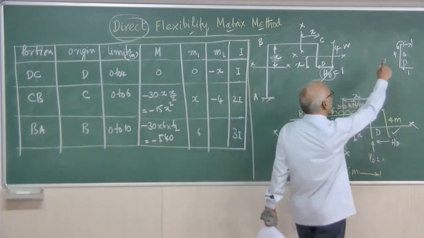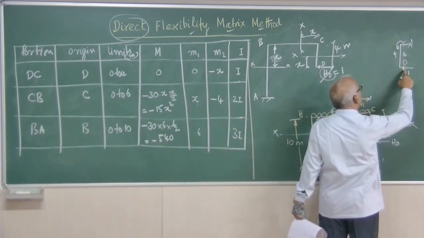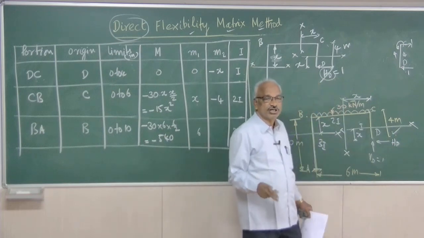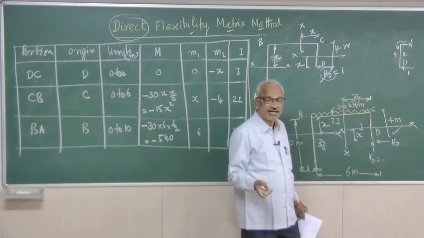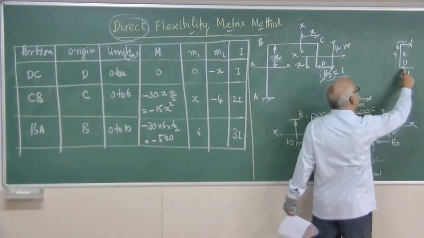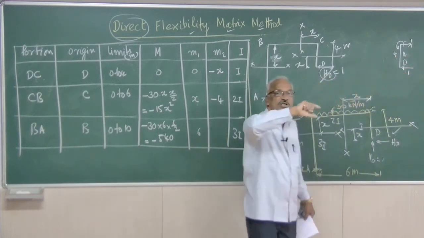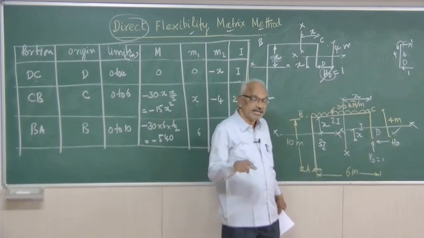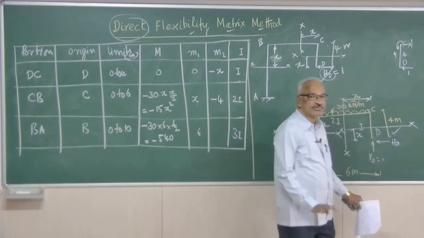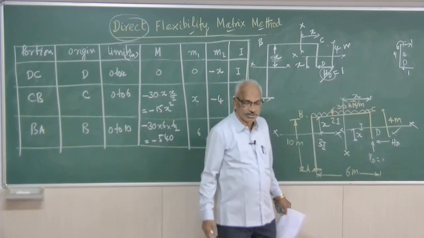These two will make sigma h equal to 0. There is no vertical force. Therefore, sigma v equal to 0 is automatically satisfied. Coming to sigma m, these two will cause a clockwise moment of 1 into 4. So, sigma m is not equal to 0. Therefore, we have to apply minus 4. Now, this satisfies all the 3 equilibrium equations.